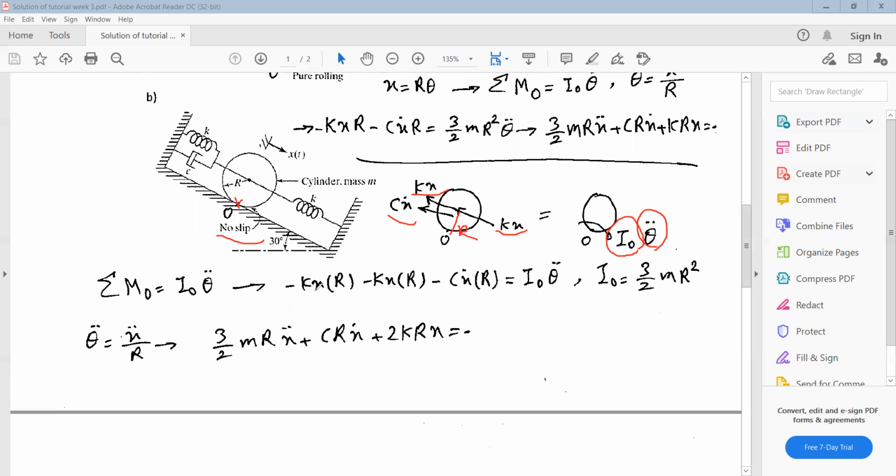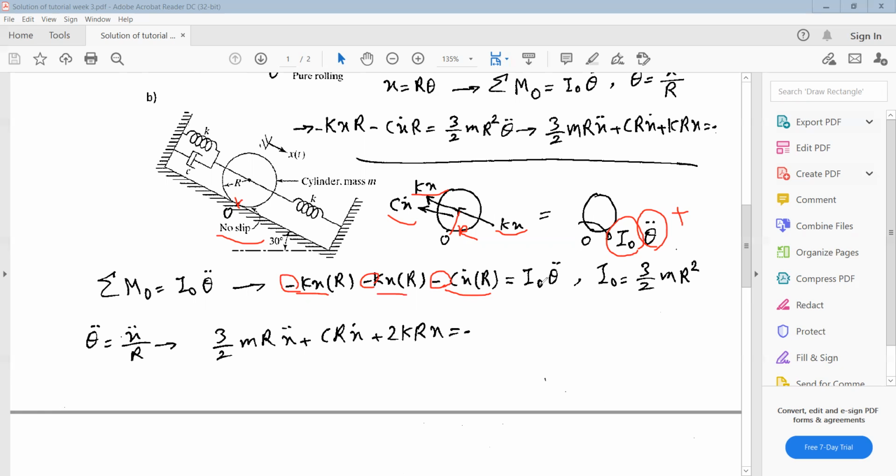So minus kx times r, minus kx times r, we have two springs, and one damper, minus c x dot times r. Again, these negative signs are due to the direction of the moment. Here you can see the moment due to these forces is in the counterclockwise direction, but the direction of theta double dot is clockwise. If we assume this is positive, then the direction of these moments is negative.